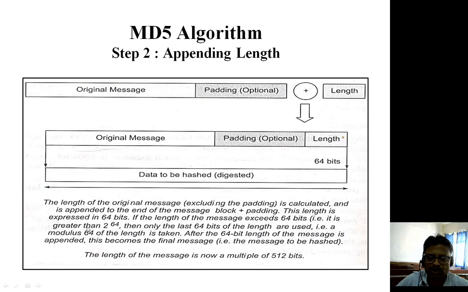This length is expressed in the form of a 64-bit. So if the length is going to exceed 64-bit, then only the last 64-bit of the length will be used, with modulus 2 to the power 64. So the length of the message has now become a multiple of 512-bit.